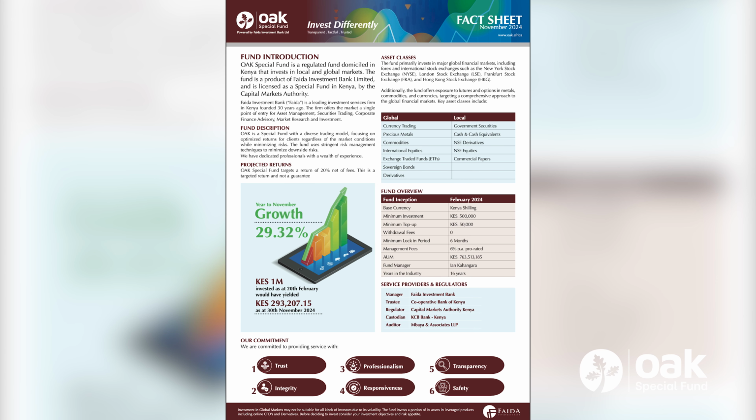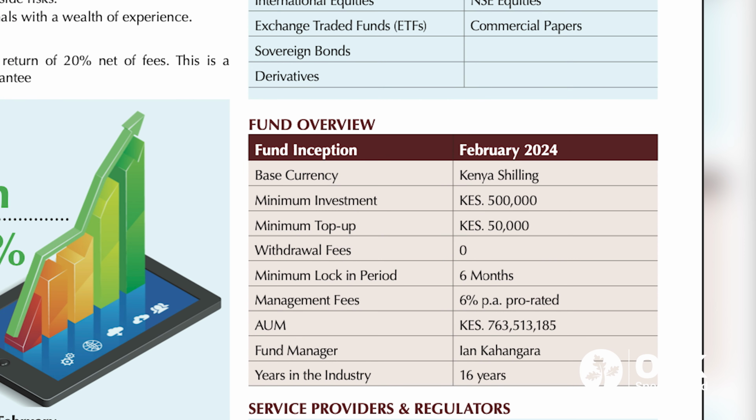We actually do have a US dollar fund. So if there's anyone out there who's looking to invest only in US dollars, we can offer that. We do have it, and you can actually invest in it. For the Kenya shilling fund, the minimum investment amount is 500,000 shillings. And if you want to top up, you can as often as you like. The minimum top-up amount is 50,000.